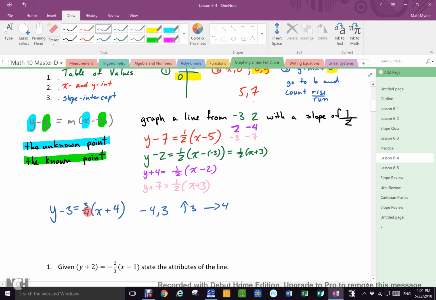The slope is positive 3/4. So I must go up 3, that's positive, and is it right positive? So I go up 3 and right 4, which most people said at the beginning. Then a few people started going left 4, left 4. It's not left 4. They're both positive. Is everybody cool?